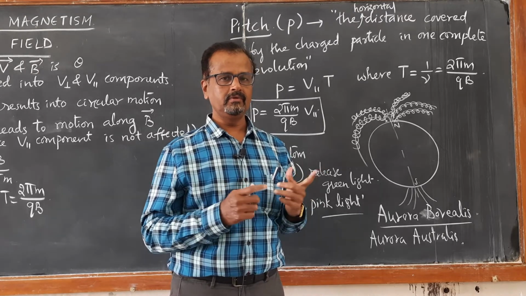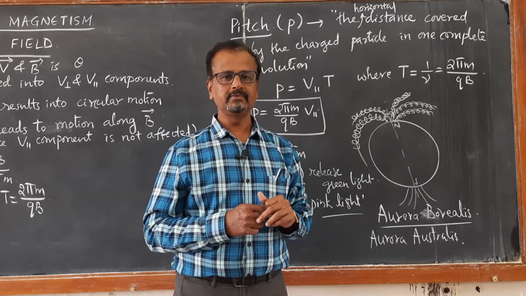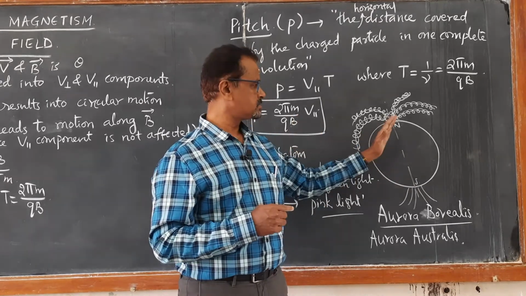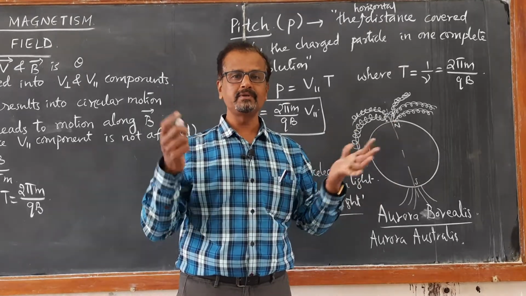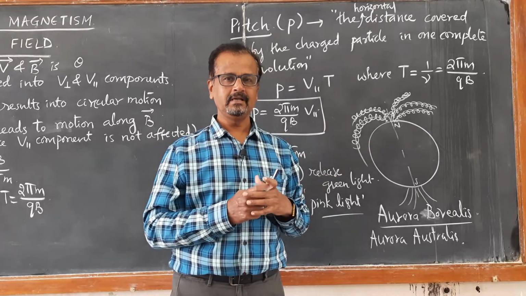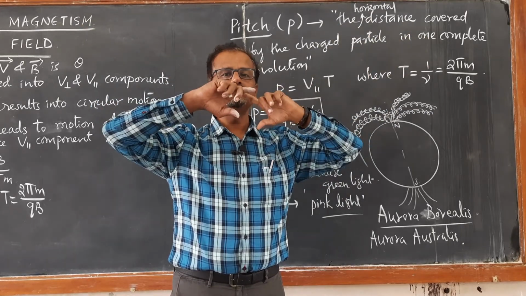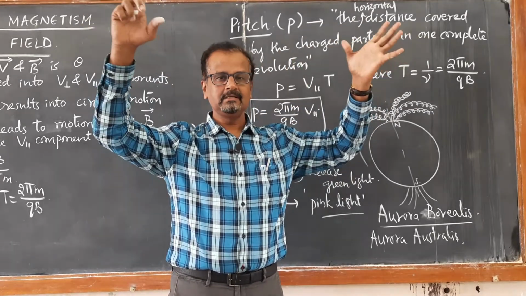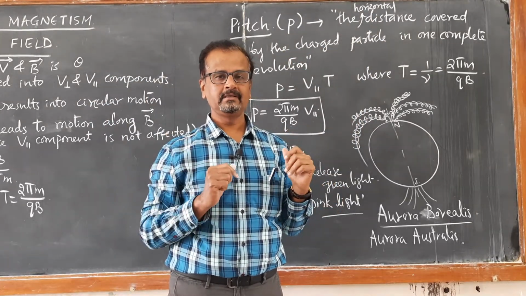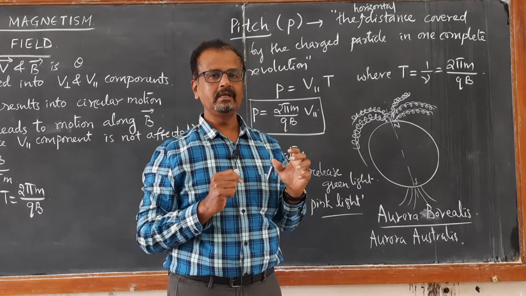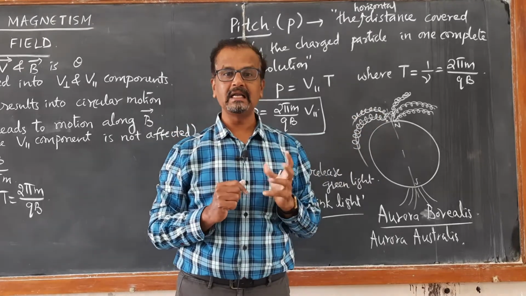If the sky is observed in the polar regions, the magnetic north pole and magnetic south pole, you will find a beautiful display of colors in the sky, like a huge display of curtains, colorful saris dancing in the sky. That is because of the interaction of charged particles with the magnetic field lines.